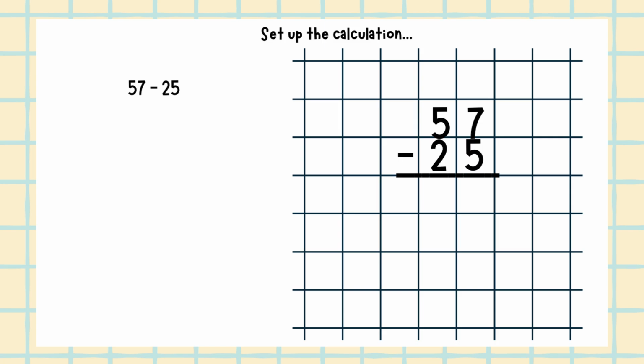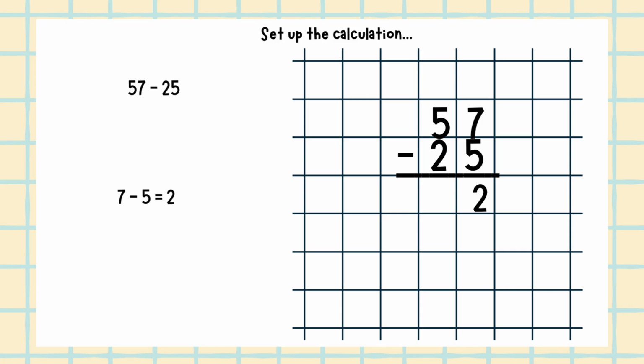Let's start with an example that needs no exchanging. 57 minus 25. We start off by lining up the digits according to their place value column. And then we start with the smallest column. In this case, it's the ones. 7 ones minus 5 ones is 2 ones. So we reflect that in the answer section.